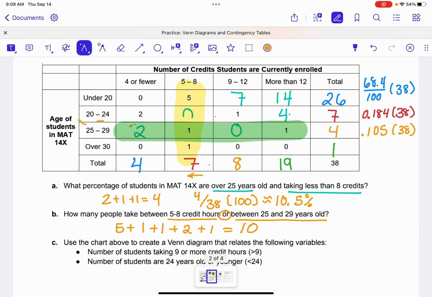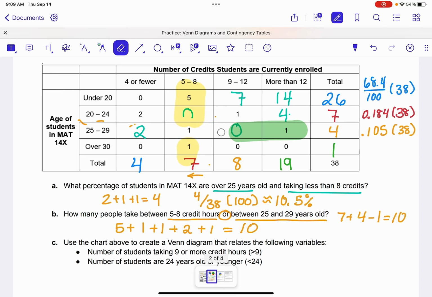The other option, another way to approach these OR problems, would be to take the row totals, 7 plus 4, but then you want to subtract out the overlap because you counted that one twice, and you would also get 10. It's just another way to approach those OR questions. All right.